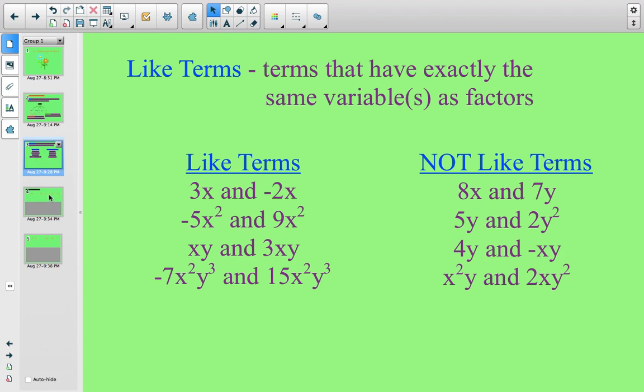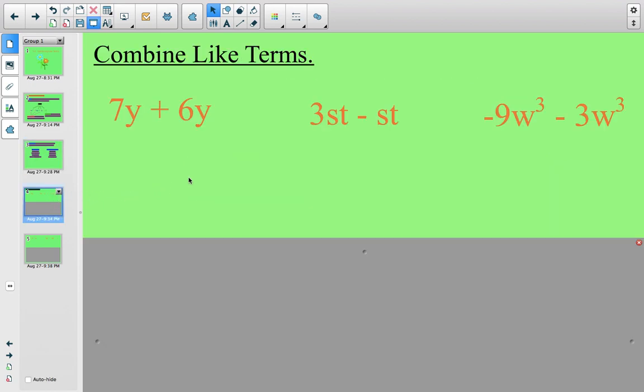So let's look at some examples of combining like terms now. On this first example here, we have 7y plus 6y. When you are adding together terms that are like terms, you are going to add or subtract their coefficients and then leave the variable the same. So in this case, that means we are going to add 7 plus 6. So we know that 7 plus 6 is going to give us 13. And then leave the variable the same. So the variable is going to stay y. That's it. Now those two terms are combined.